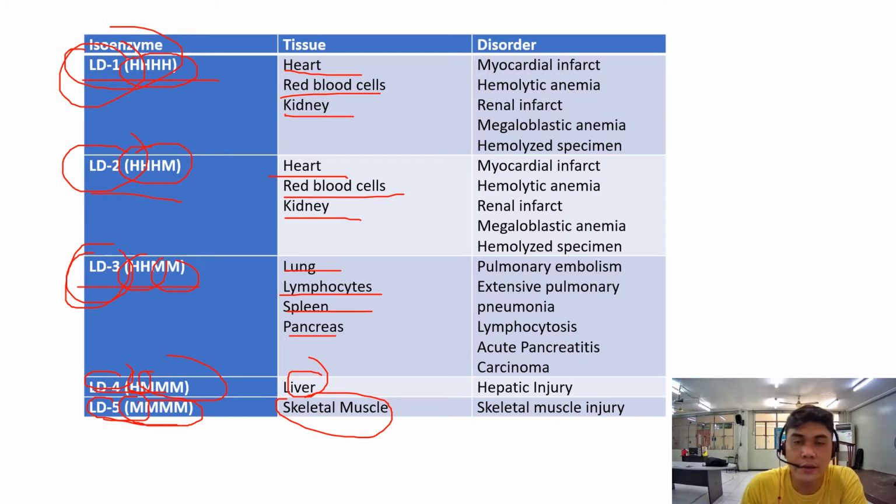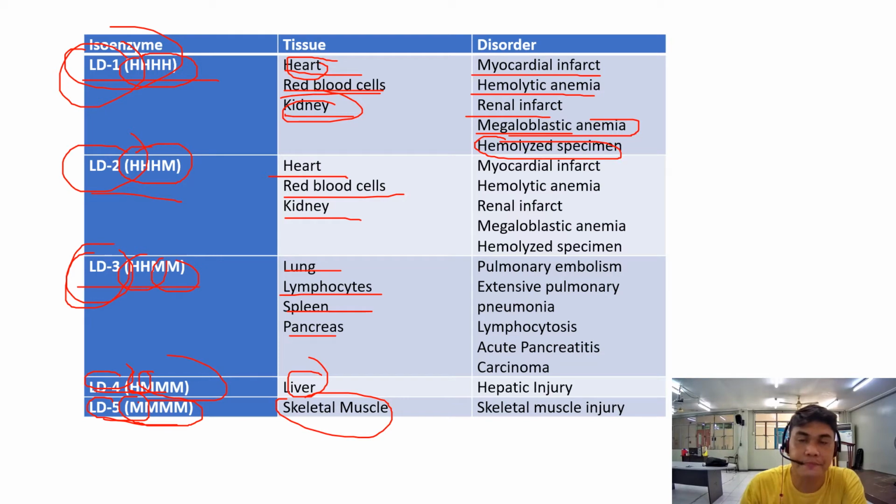So what are the disease correlations? For LD1, for the heart, you have myocardial infarction. For red blood cells, you have hemolytic anemia. If there is intravascular hemolysis, meaning in vivo hemolysis, the concentration of LD is elevated. If there is renal infarct in the kidneys, it's also elevated. Megaloblastic anemia, for example pernicious anemia: it's easy for your body to sequester those big red blood cells.